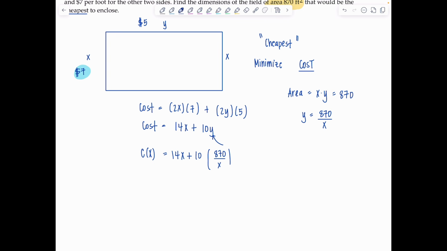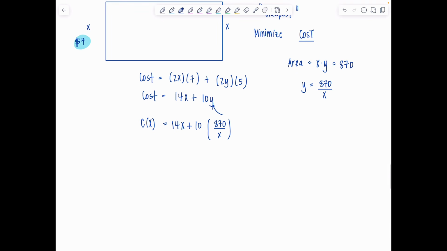And then you got to think to yourself, what's coming? Set yourself up for success. I'm going to have to take a derivative, so let's make it as easy as possible to do that. 14X plus, this is 8,700 X to the negative first. Oh, much better. Okay, here's our cost function. I want to minimize this guy, so let's go find the critical values.